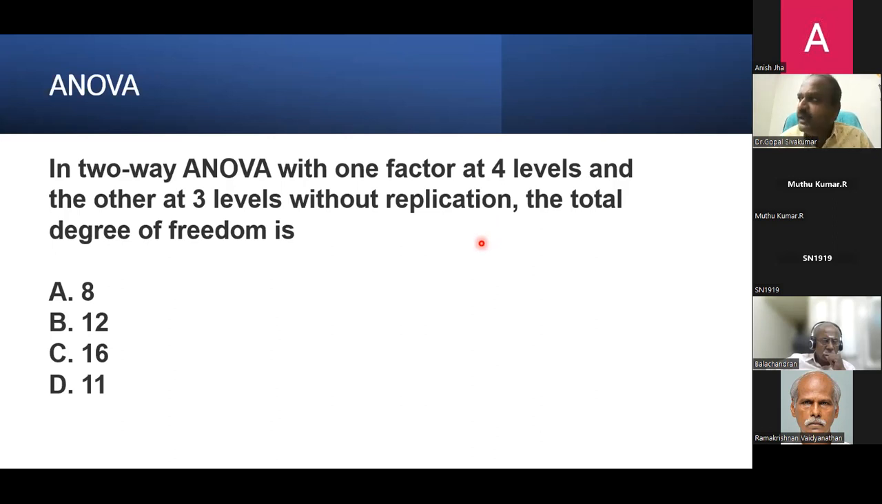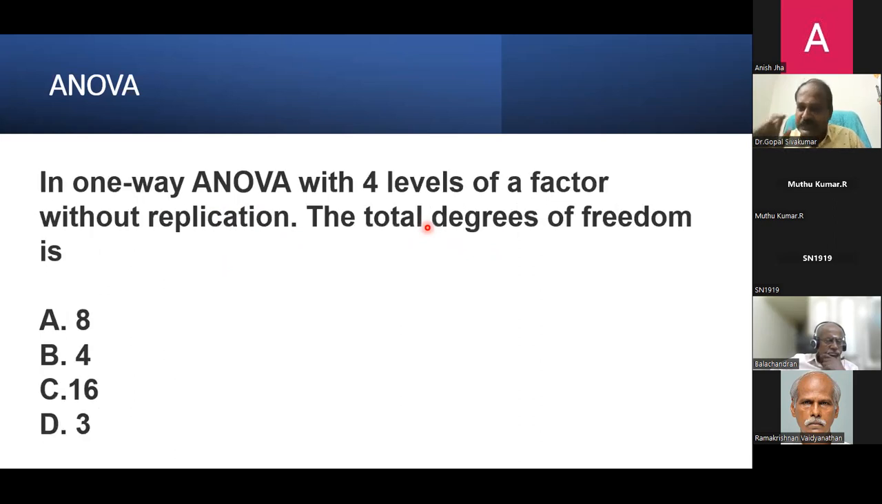In two-way ANOVA, with one factor at 4 levels and the other factor at 3 levels, without replication, what is the total degree of freedom? 11. In order to comment about total degrees of freedom, you should first calculate the total number of experiments. 12 experiments: 4 into 3, levels of the first factor multiplied by levels of the second factor. And clearly there is no replication. So 12 is correct. 12 minus 1 is 11.